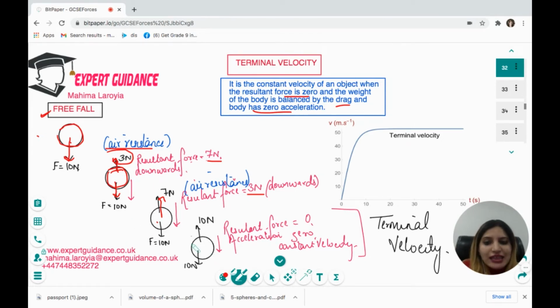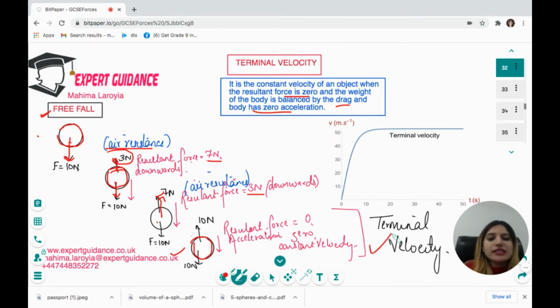But after that, there will come a point where the air resistance is also 10 newtons and that will balance the weight. So the resultant force acting on the body is 0. And when the resultant force is 0, the body has no acceleration. Acceleration is 0. It falls with a constant velocity.